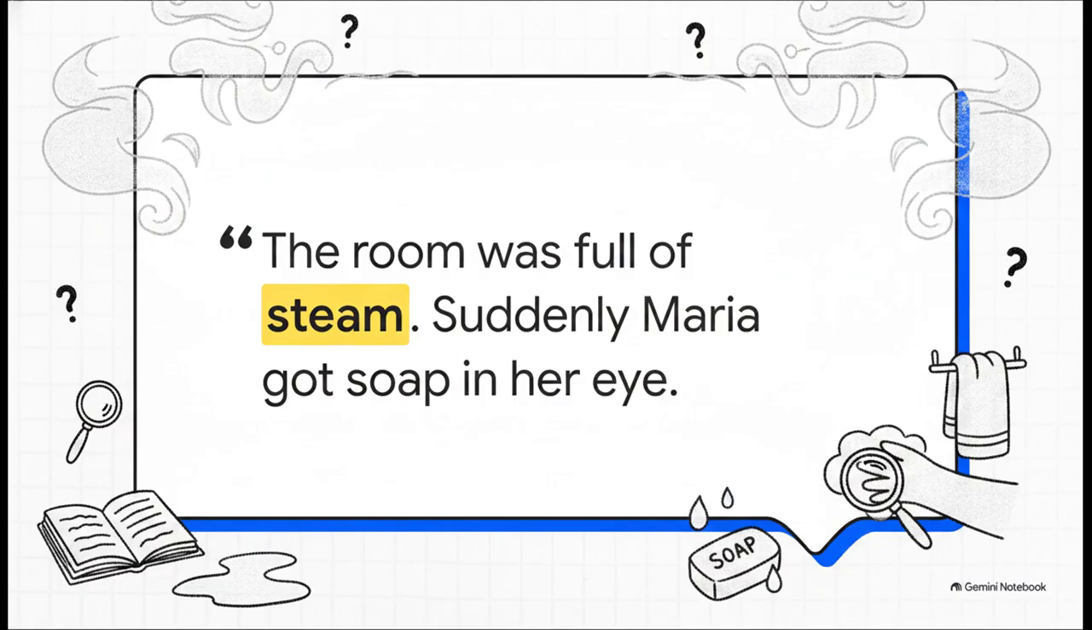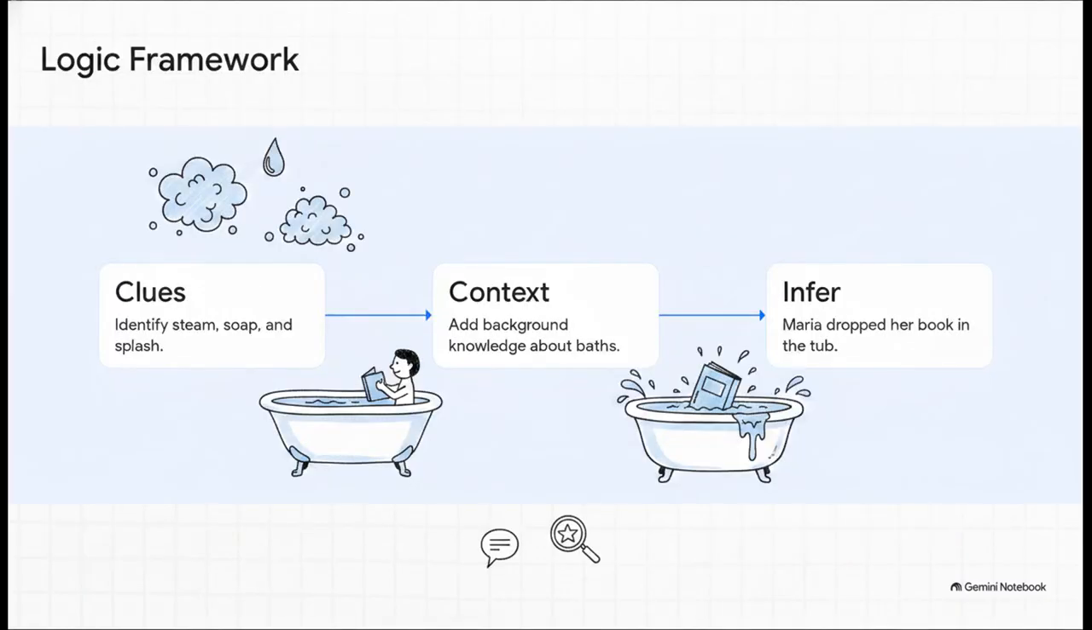Okay, detectives, I have 2 questions for you. First, where is Maria? And second, what just happened to her reading book? The text doesn't tell us directly. You have to infer it. Let's move to the next slide and see how this builds using our logic framework.